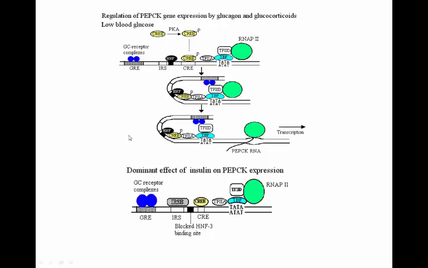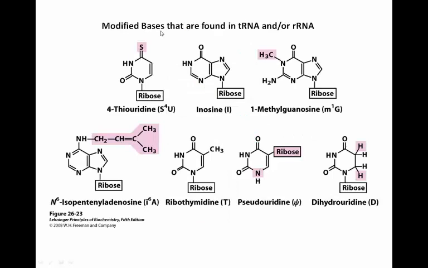Very interesting gene control: modified bases that are found in tRNAs and ribosomal RNAs. Down here, when you look at the PowerPoint, you can read the legend in this particular slide, and it says there are over 100 of these modified bases that have been identified and characterized. So we have 4-thiouridine, so rather than an O, that's an S.